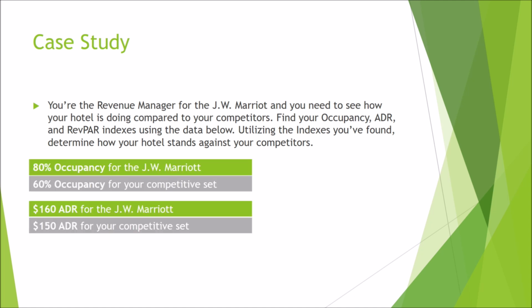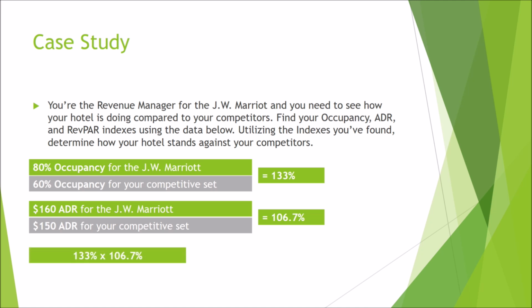To find your occupancy index, we're going to divide 80% by 60%, which will give us 133%. To find the ADR index, we're going to divide $160 by $150, which will give us 106.7%. So to find the RevPAR index, we're going to multiply 133% by 106.7%. This will give us 142% for our RevPAR index. All of these are above the competition.